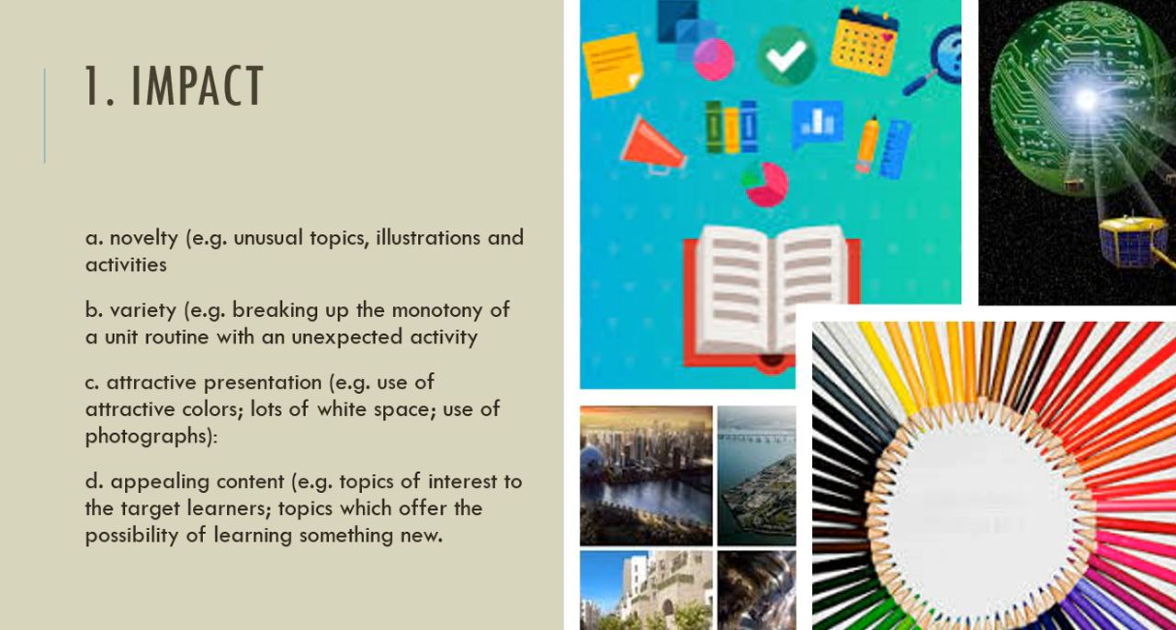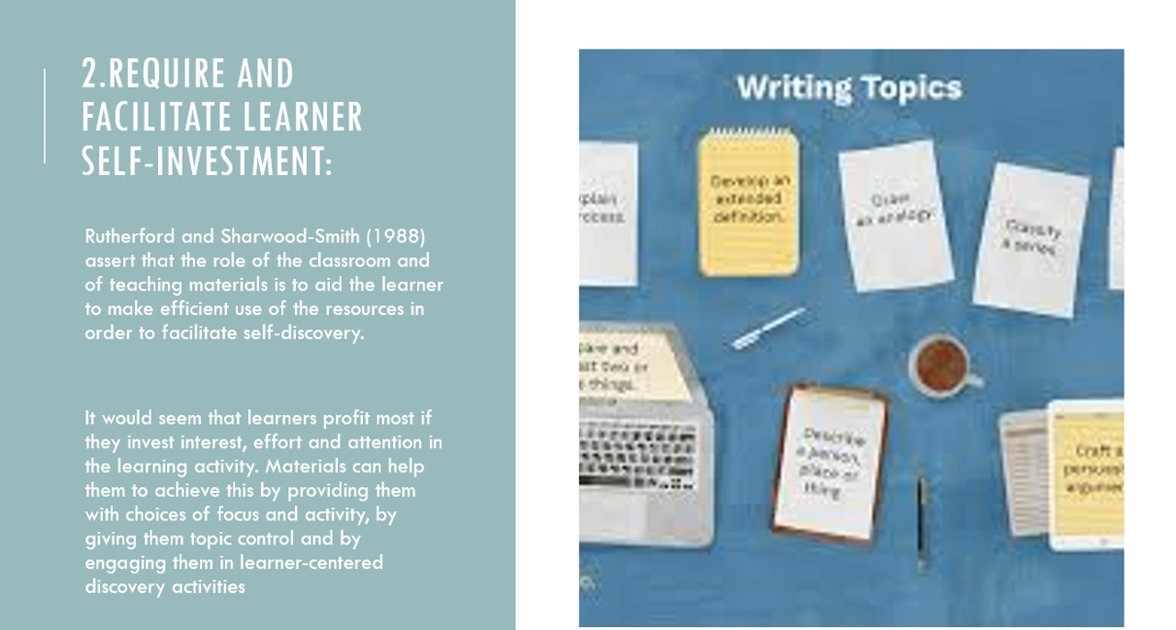Variety. For example, breaking up the monotony of a unit routine with an unexpected activity, like giving surprises to them. Attractive presentation. We need to be very creative with attractive colors, photographs, and all the things that we can imagine and we can offer to them. Also, appealing content. We need topics of interest to the target learners, topics which offer the possibility of learning something new.